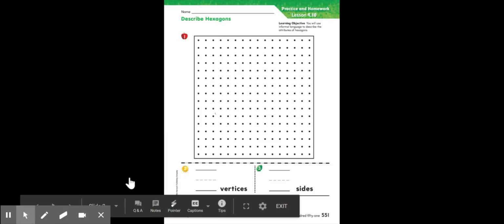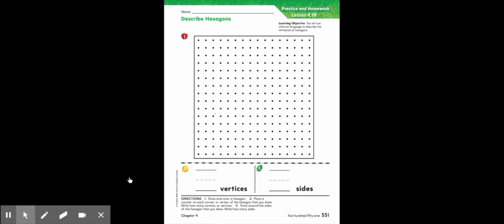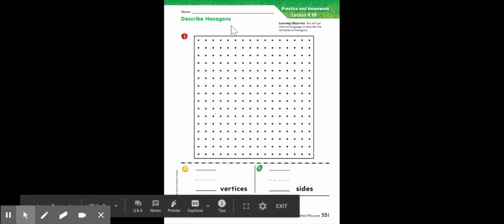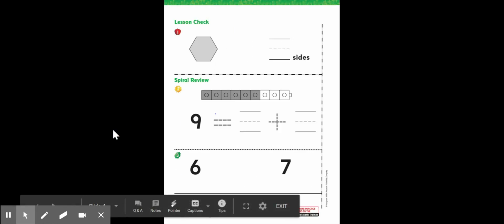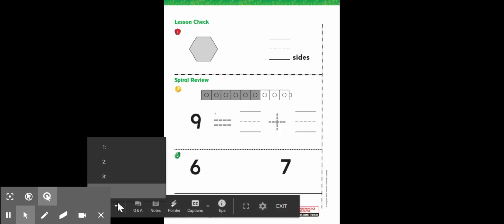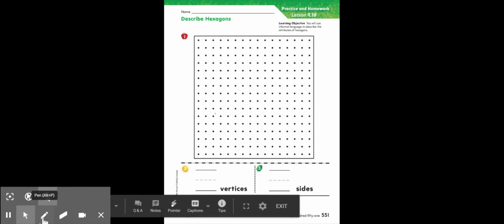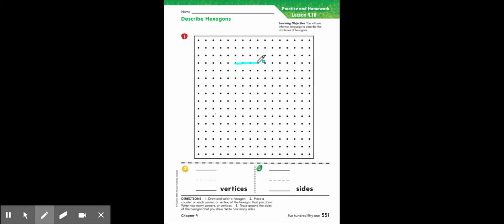Cruising through onto our next page. This is going to be some independent practice for you. They have this grid here with these dots to help you draw your own hexagon. Color it in. Whoa, oh my goodness, I skipped to the next page. I'm sorry. You're going to draw your own hexagon like so.